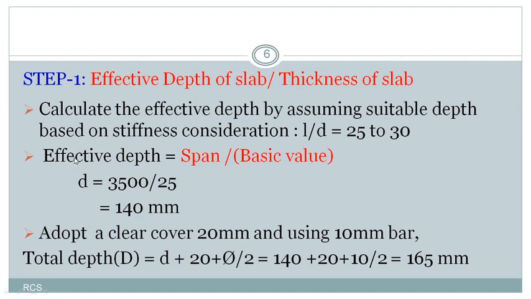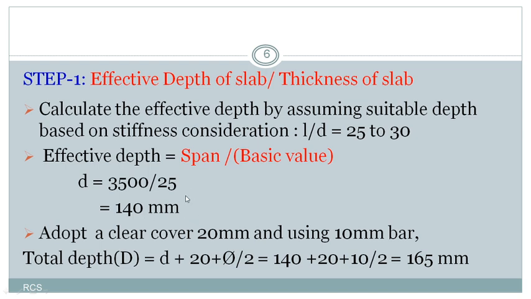So here I am calculating effective depth equal to span by basic value, choosing the basic value between these two. More specifically, I am taking the basic value as 25. If I calculate the effective depth with respect to this, the effective span given is 3500, so Lx by 25 is my basic value. From this I get small d, the effective depth, as 140 mm.